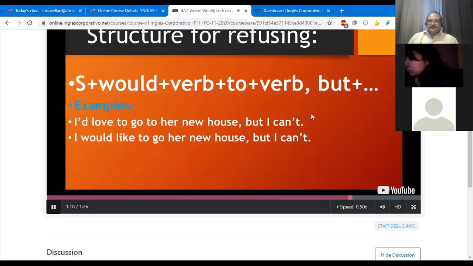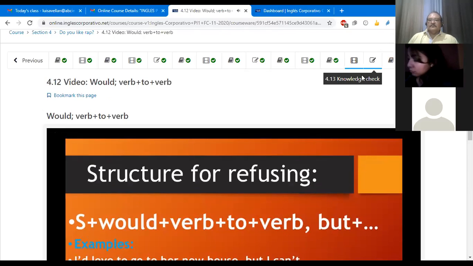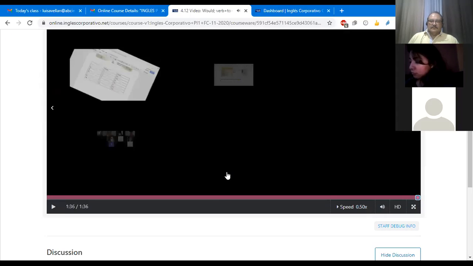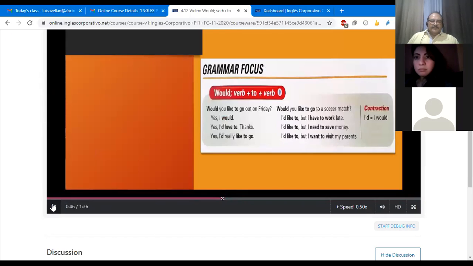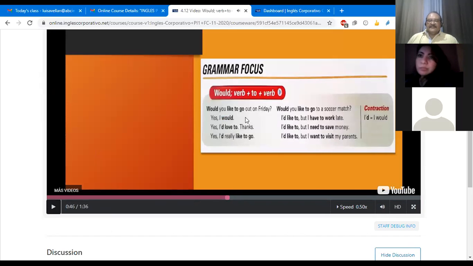So structure: subject plus would plus verb plus to plus verb, comma, but plus complement. Examples: I would love to go to her new house, but I can't. I would like to go to her new house, but I can't. Okay. But I need to save money. Now, what you're going to do is please write two questions, okay, using would.